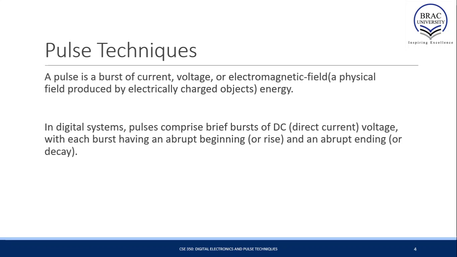The digital pulse we are talking about comprises brief bursts of DC current or voltage, with each burst having an abrupt beginning and an abrupt ending. This pulse shape is ideal for digital communications. But in a real-world scenario, this is a little different.